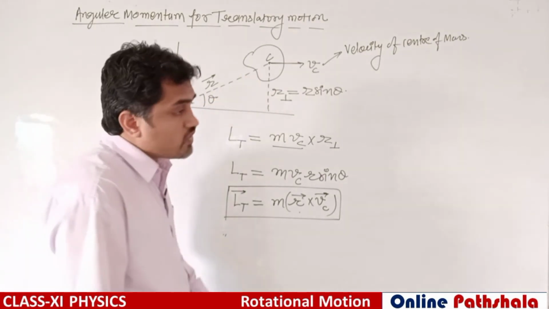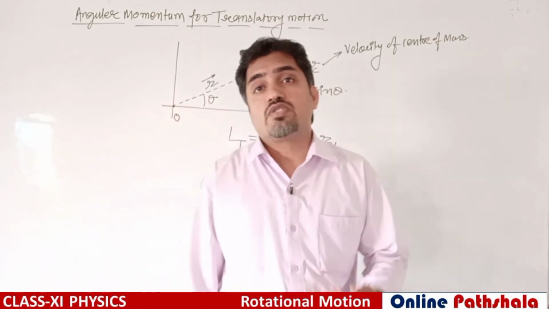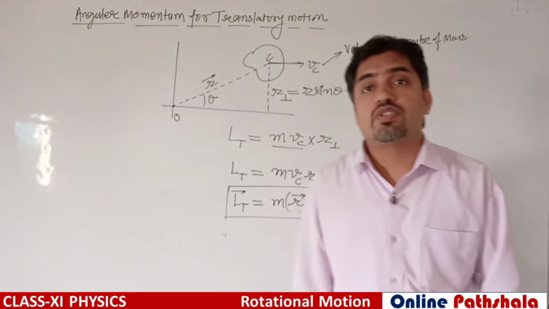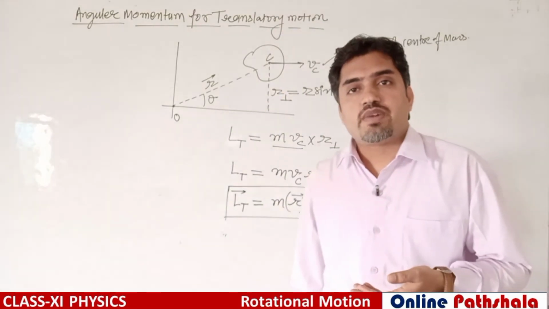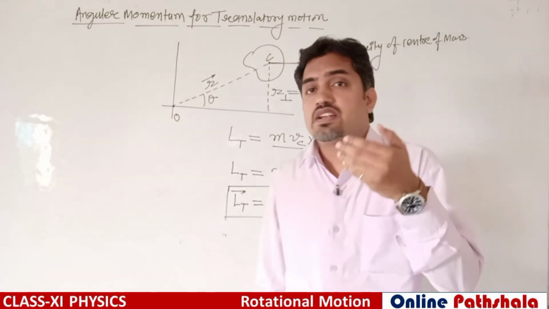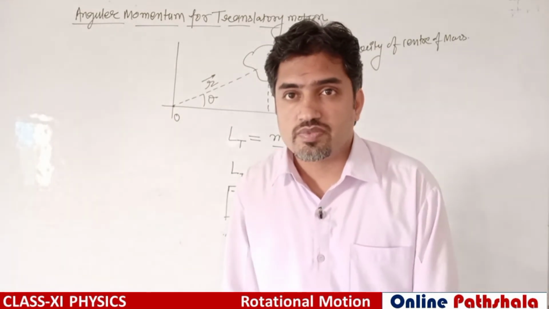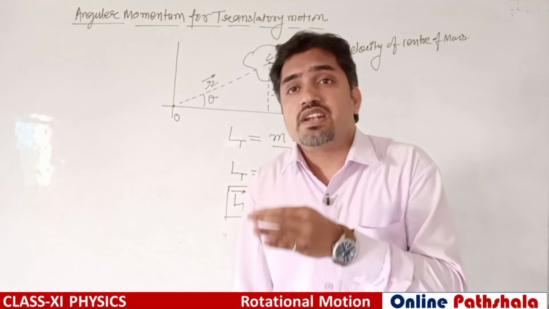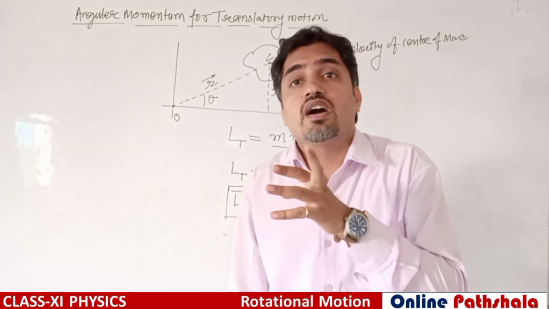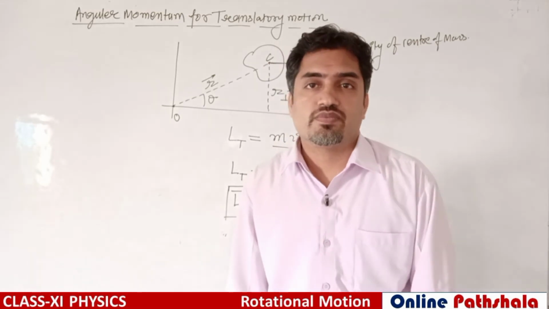Whenever we are talking about translatory motion, we have to know about the center of mass and the velocity of the center of mass. Only the center of mass has to be studied in translatory motion. With the help of the motion of the center of mass, we can differentiate rotational motion and translatory motion. It is very important.